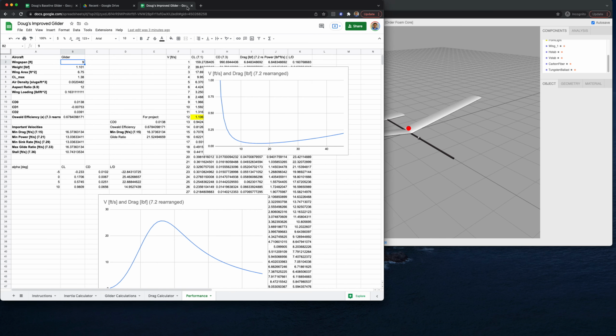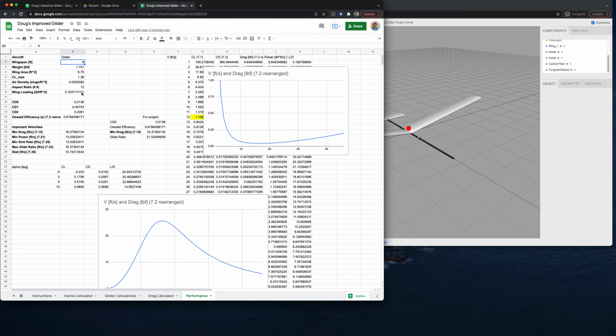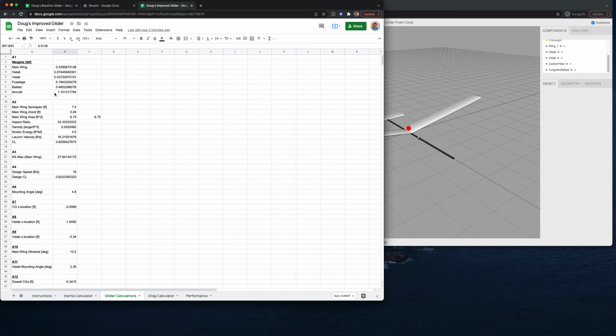So I've got my spreadsheet over here, which you're probably familiar with. This is just my design spreadsheet. This was my original design spreadsheet. It's got some extra stuff in it as I've played around with things. And so I made a copy of that, and I'm calling this Doug's Improved Glider. This is just, again, the first step I would take in trying to optimize this. So over here on glider calculations, I'm just going to start walking through what I would do slightly differently.